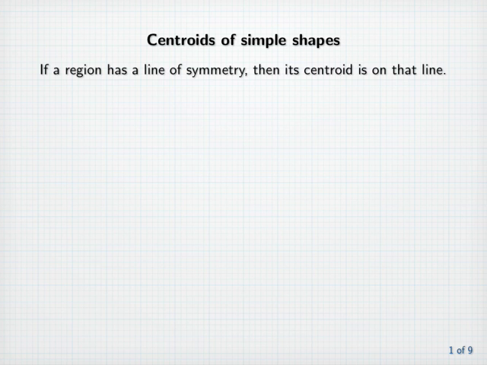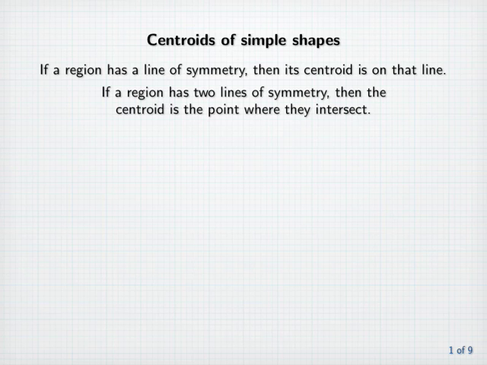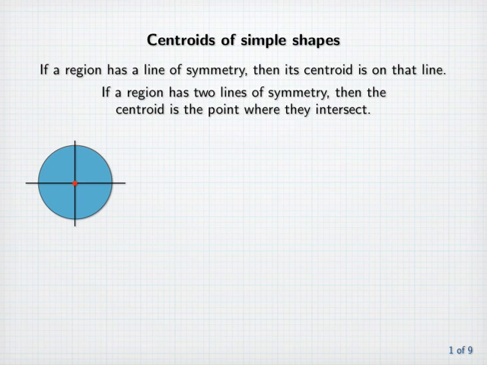If a region has a line of symmetry, then its centroid is on that line. If a region has two or more lines of symmetry, then the centroid is the point where they intersect. A simple disk has an obvious center that coincides with its centroid. Here's one line of symmetry, and here's another. Those lines intersect at the centroid. In fact, for a disk, every line through the centroid is a line of symmetry.